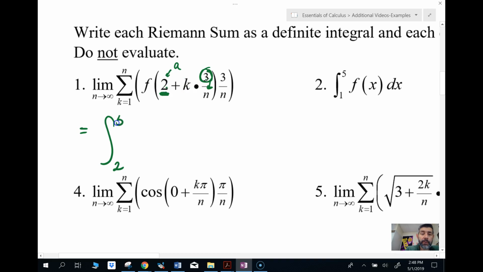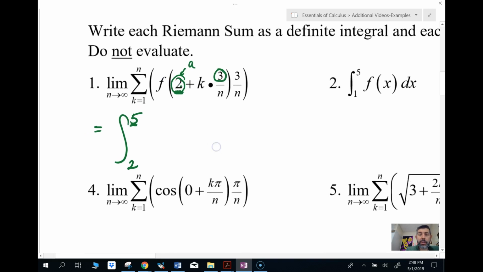Okay, and you're going to get 5. So that's going to be the top one. So you're going to add this number and this number to get your upper limit, which is 5. And then you're going to look to see if this is raised to any power or has any other type of function. This is just f, so I'm just going to write this as f of x dx.